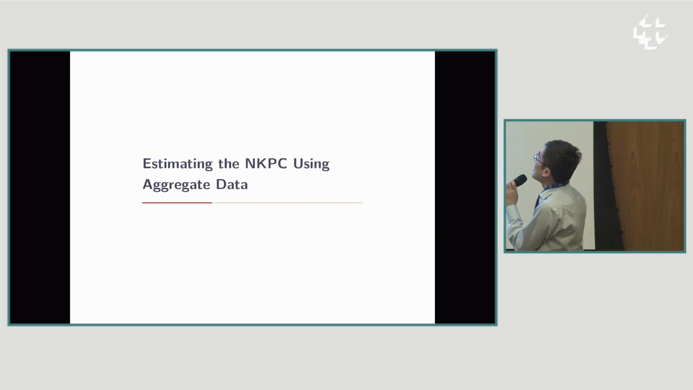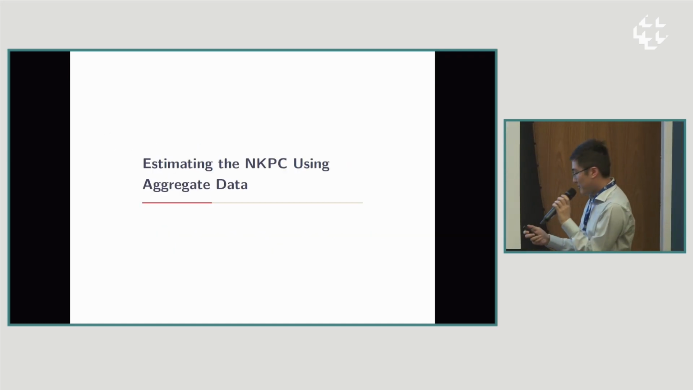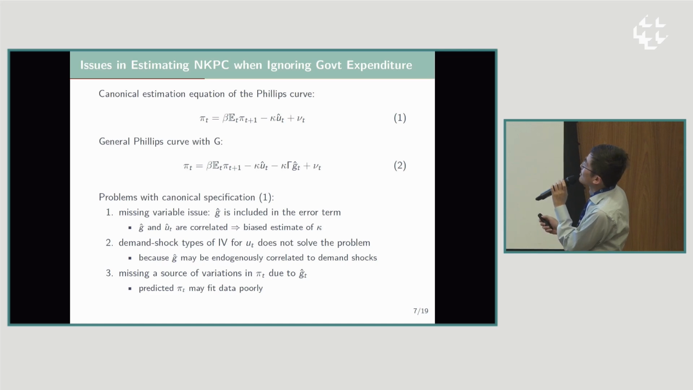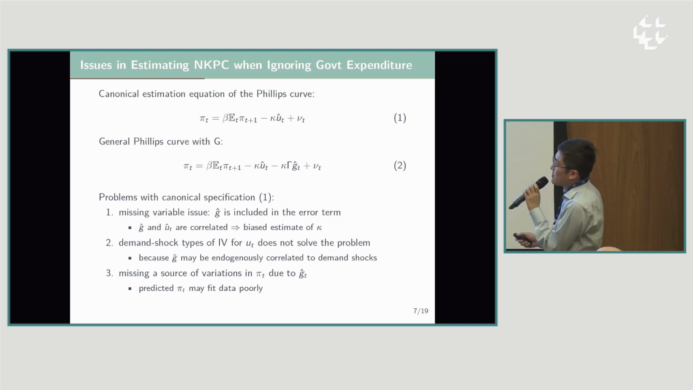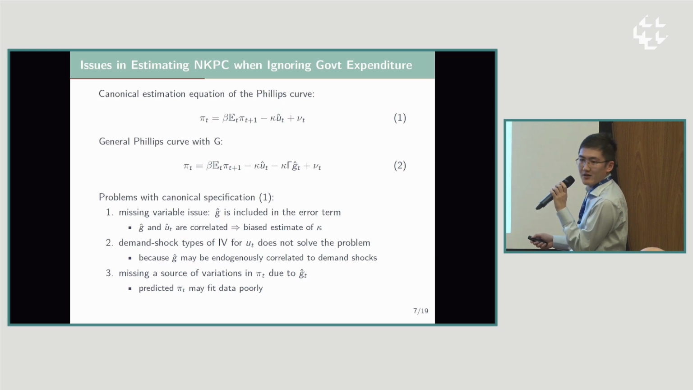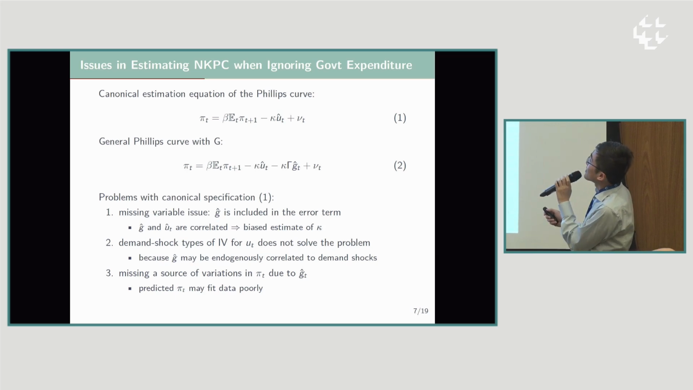Now we bring this seriously to the data. This is the canonical Phillips curve estimated in the empirical literature, in reduced form, and this is the one we really use. If we argue that equation 1 is misspecified, as long as government expenditure is correlated with the employment gap, which is the economic slack, which is a typical case. And in the recent literature, people use demand-type shocks, like identified monetary policy shocks, as instruments for equation 1. But as long as government expenditure is correlated with monetary policy, these demand shocks are not enough for equation 1.